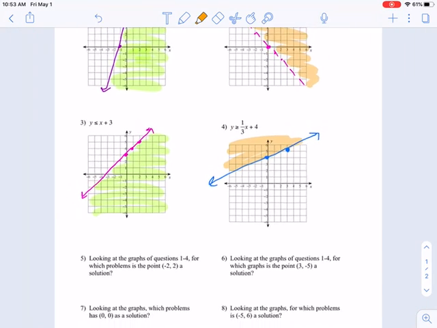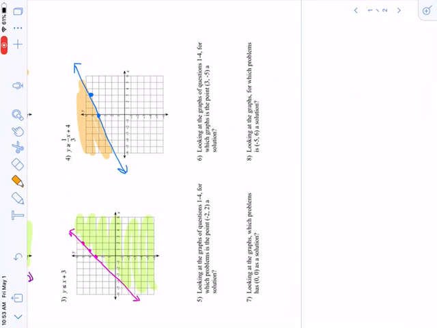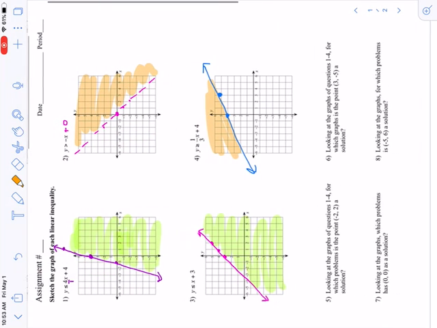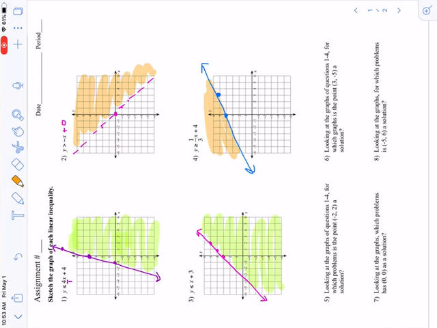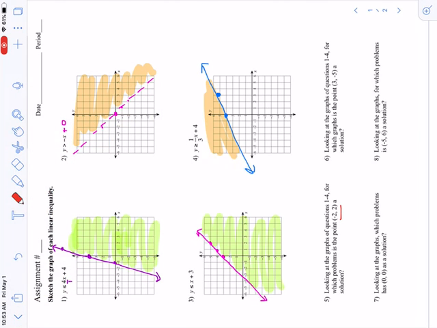So now, looking at my 4 graphs and taking a look at my questions, 5, 6, 7, and 8, let's rotate this. We want to see when is each of the points a solution. So looking at my first point, the point negative 2, 2. If it's in the shaded region or on the line, then it's going to be a solution.